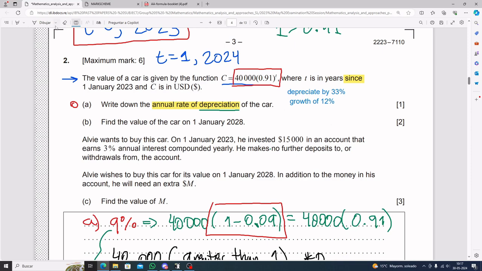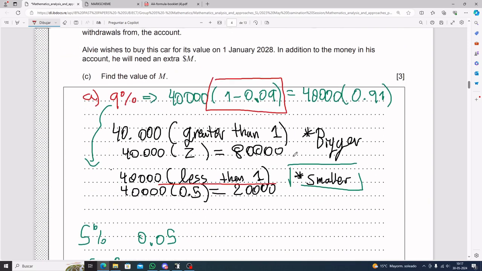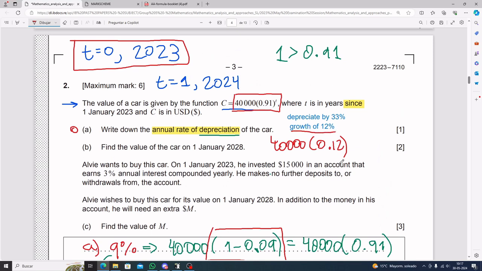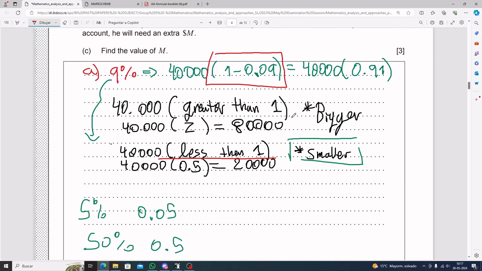So growth of 12%, on the one hand, we already learned that if you put 40,000 times 0.12, well, you end up with a smaller number because you're multiplying by less than 1. And so in this case, if it's growth, there's no way it's going to be 0.12, but it will be 1 plus 0.12. So it's going to be 40,000 times 1.12, okay? And so there we learned how depreciation and growth and all that stuff works, how growth and decay works. Main idea is that if you multiply by something greater than 1, it's going to get bigger, so it's going to be growth, right? And if you multiply by something less than 1, it's going to be smaller, so it's going to be decay.